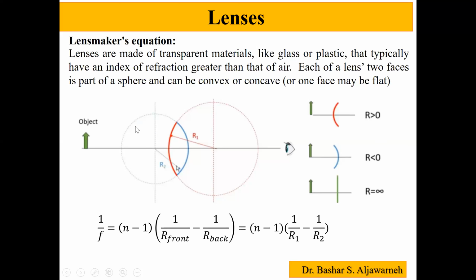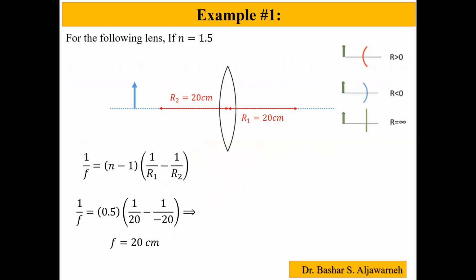So let's go to the following example. Determine or calculate the focal length of this lens. So this is my object. So clearly, this surface is the front, and this surface is the back. Therefore, as you can see here, the front surface should be greater than 0, so positive, and the back radius of curvature should be negative.